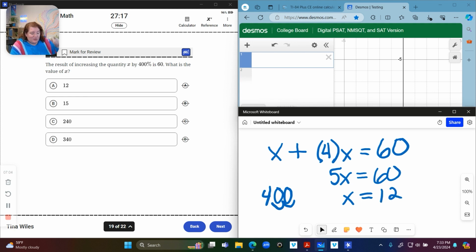If you just do 60 divided by 4, that's when you're going to get the 15. Why that is wrong is because you're not increasing the quantity. If the question said 400% of x is 60, then it would be 15. But because we're increasing it is why it needs to be 12. All right, I will see you one more video to finish up the hardest of the hard problems on the entire Bluebook Test 5 exam.